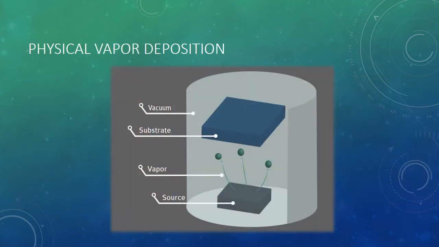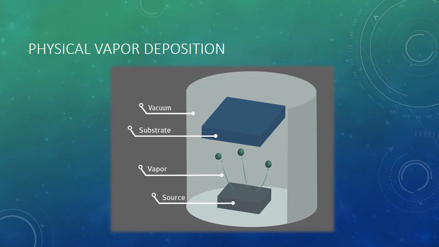The second technique is the physical vapor deposition. This describes a variety of vacuum deposition methods which can be used to produce thin films and coatings. Physical vapor deposition is characterized by a process in which the material goes from a condensed phase to a vapor phase, and then back to a thin film condensed phase. The most common PVD processes are sputtering and evaporation.